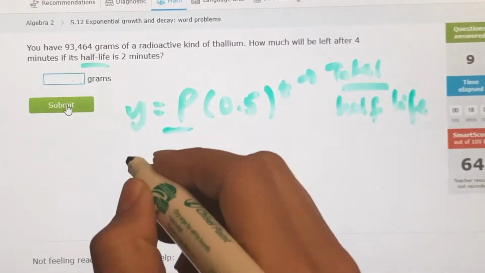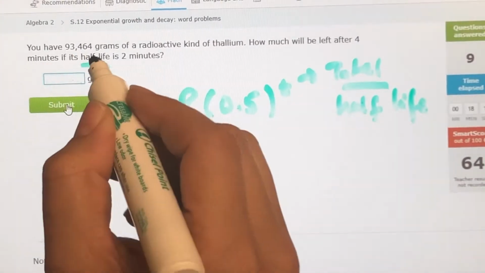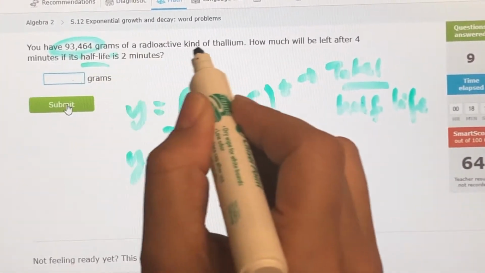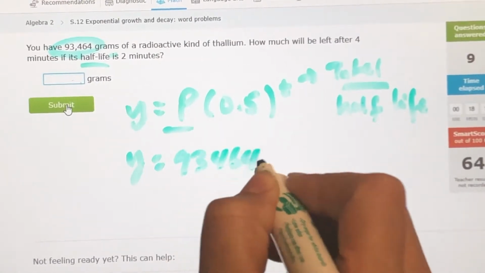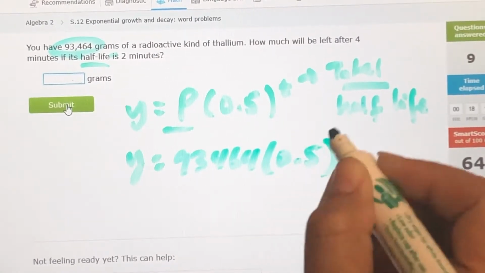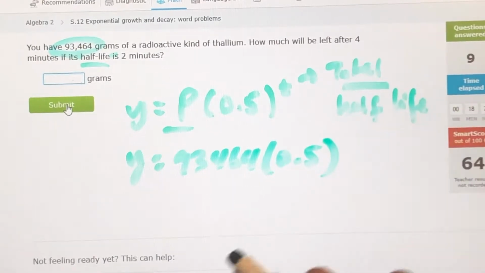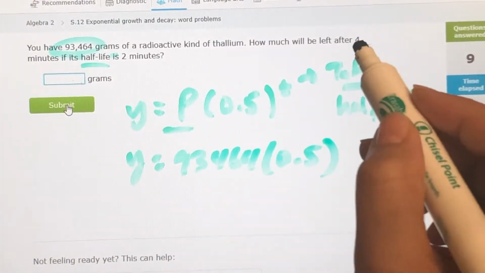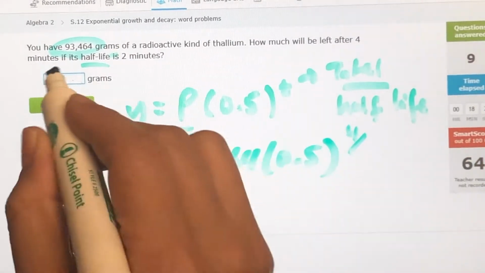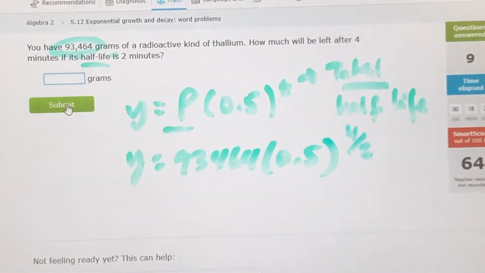So y equals my initial amount. You have that many grams of radium, so my initial amount is 93464. Then 0.5, and then my time. So I need my total over half-life. How much will be left after 4 minutes if the half-life is 2? So my total is 4, and my half-life is 2. And you're just punching that into the calculator.